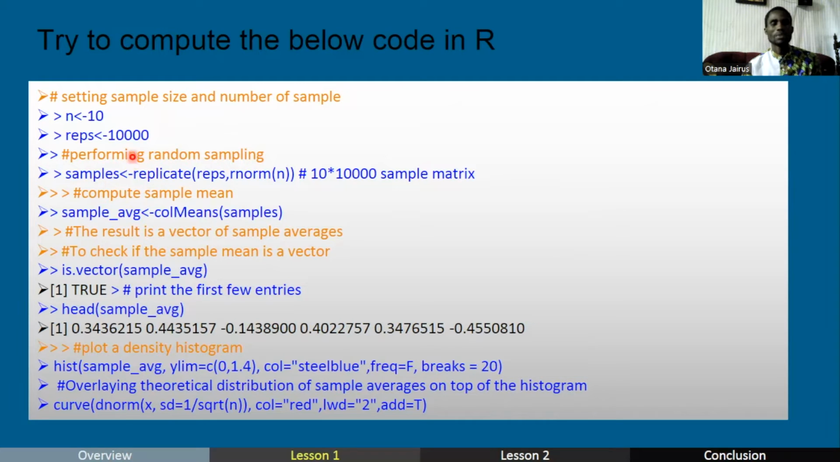So we can perform a random sampling; we just call it samples, okay? So samples equals replicate. Remember I have talked about this function replicate. Replicate helps us to compute the column matrix, whereby reps is the number of samples to be drawn. Then because we are assuming that our data is from a normal distribution, we shall use the function rnorm, and rnorm is for n, the sample size, which is 10. This code will help us to compute a sample matrix that is 10 by 10,000, okay?